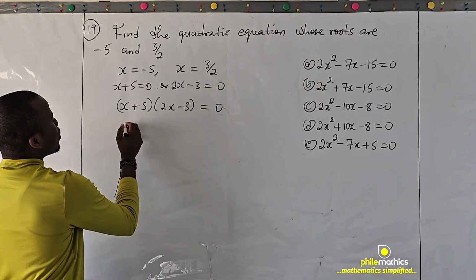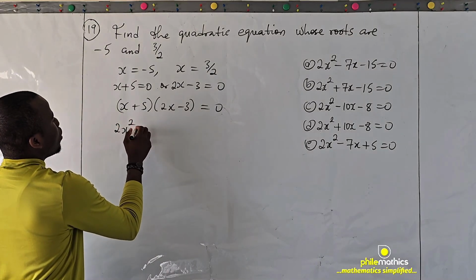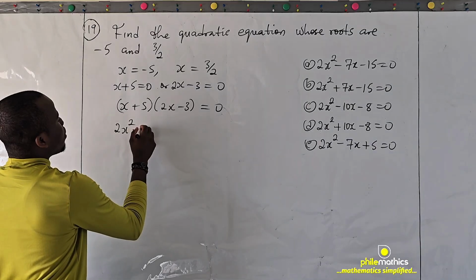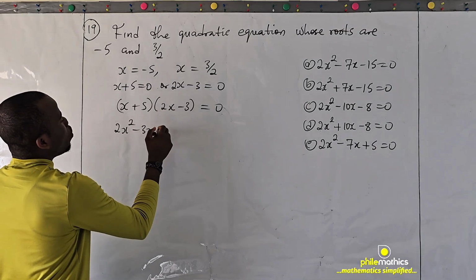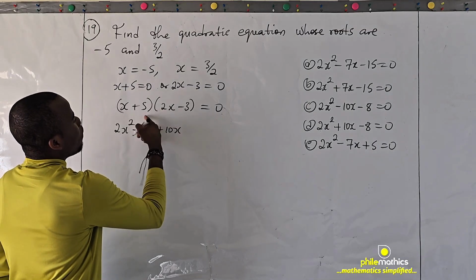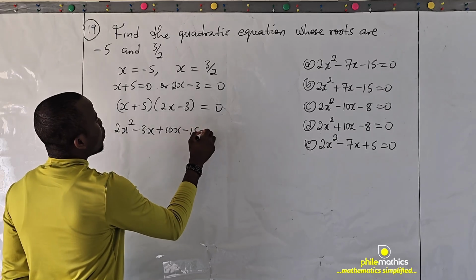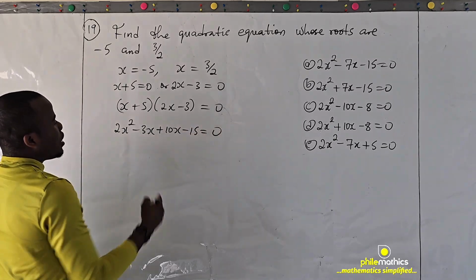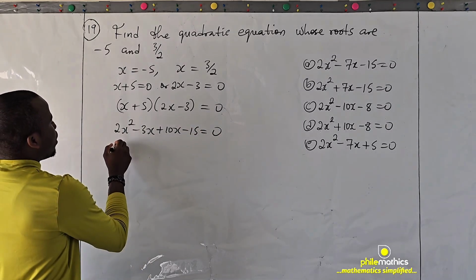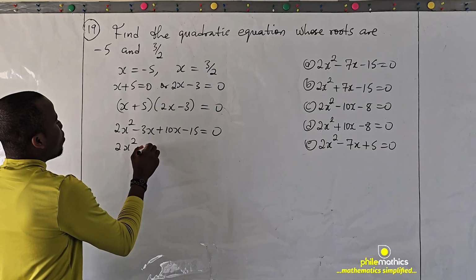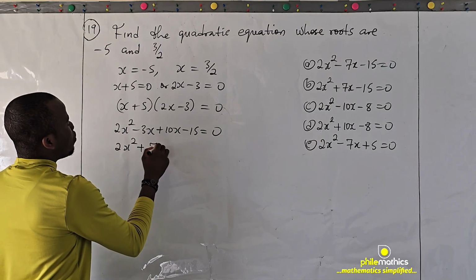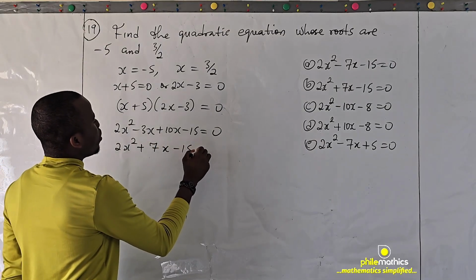X times 2x is 2x squared. X times minus 3 is minus 3x. 5 times 2x is plus 10x. 5 times minus 3 is minus 15 equals 0. These two, 10x minus 3x is 7x. So this is 2x squared plus 7x minus 15 equals 0.